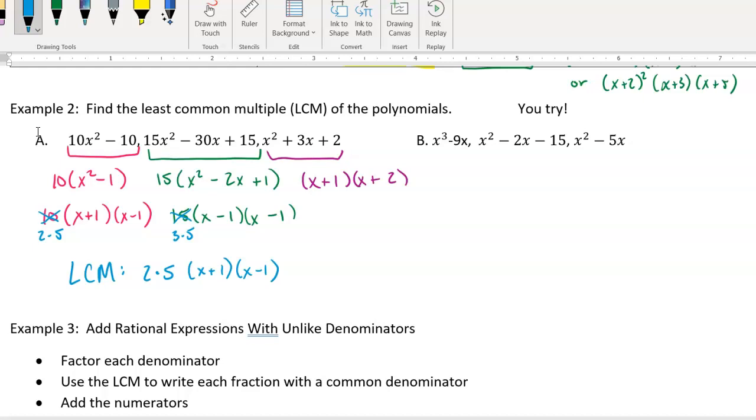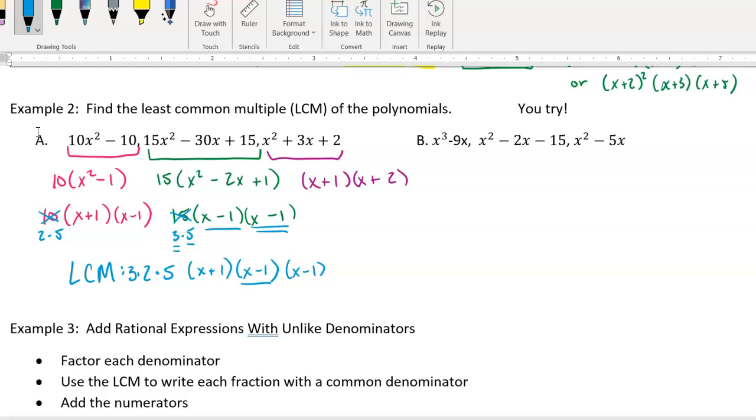Now when we look at the second set, we have the 5 listed, but we don't have a 3 listed. So I'm going to put a 3 out in front there. We have to include that. So that would be 3 times 2 times 5. And we have one x minus 1 represented, but we don't have another one, so we have to include both of them. Now we'd have 3 times 2 times 5, and for the algebraic factors, we'd have x plus 1, x minus 1, and another x minus 1.